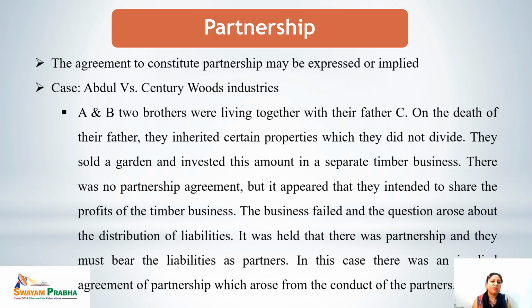So, this is clear from the case of Abdul versus Century Woods Industries. Here, what are the facts of the case? A and B, two brothers, were living together with their father C. On the death of their father, they inherited certain properties which they did not divide. They sold a garden and invested this amount in a separate timber business. There was no partnership agreement, but it appeared that they intended to share the profits of a timber business. The business failed, and the question arose about the distribution of liabilities. It was held that there was partnership and they must bear the liabilities as partners.